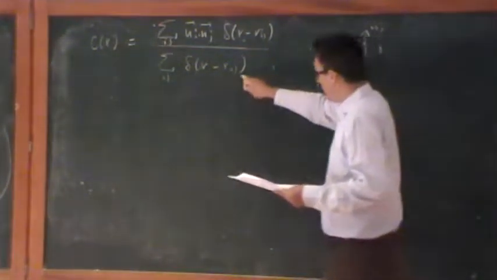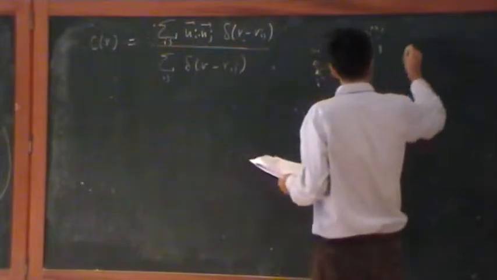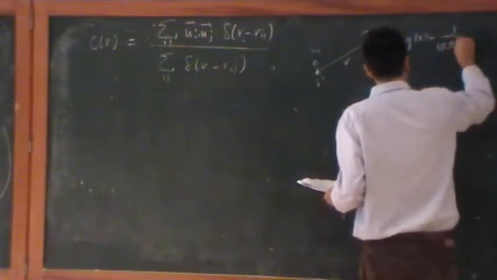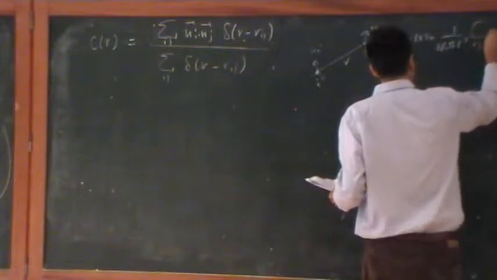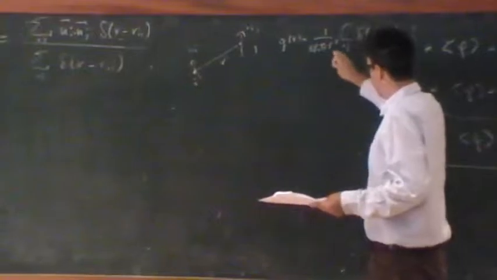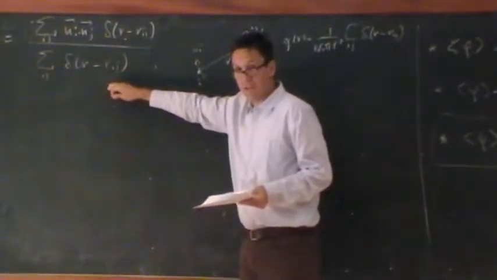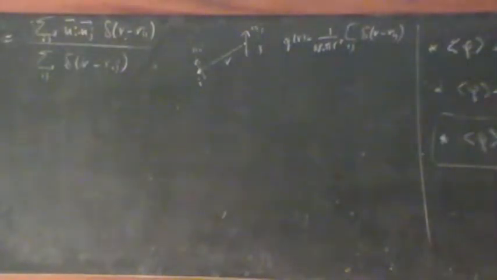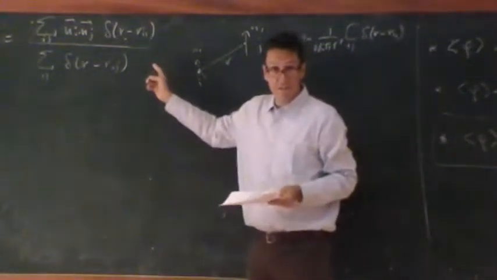Notice that what we have here is basically the g(r). Remember that g(r) was 1 over n 4 pi r squared, sum over i and j of delta of r minus r_ij. So apart from a factor of r squared, what you have down here is basically the radial correlation function. Any question about this definition?